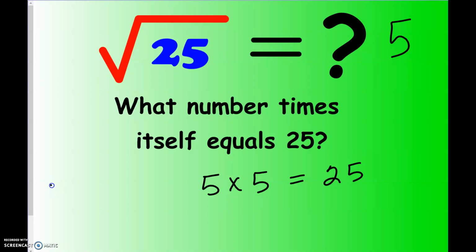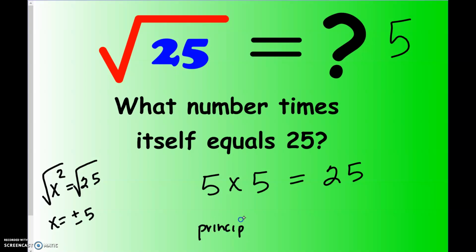Now we just have to be a little bit different. Sometimes we do x squared equals 25. What number squared is 25? So now we're taking the square root of both sides. And in this case, we would say a plus and a minus 5 because negative 5 times negative 5 also gives you 25. When it is just written like this, the square root of 25, they are always looking for the principal square root, and the principal square root is always the positive root. So we would just say 5.